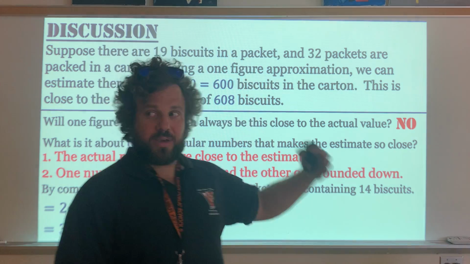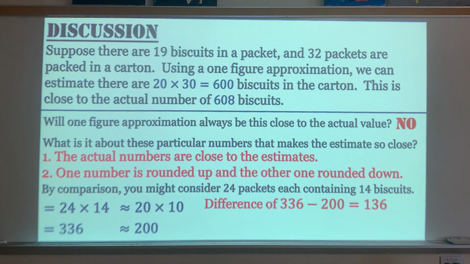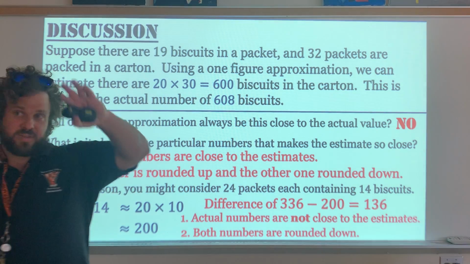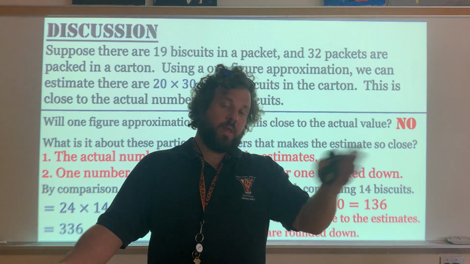So it's the farthest it can be away from the estimation, and they're both going in the same direction, right? So this difference is so big, because the actual numbers are not close to the estimates, and because both numbers are rounded down. When you round one up and one down, it's a lot closer. Good? Awesome.